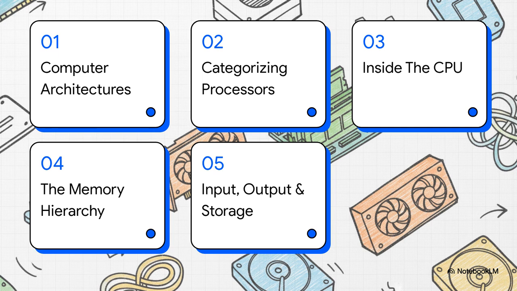Okay, let's dive right in. Here's our agenda for today. First up, the architectures of computing. Then, categorizing computer processors. Third, inside the CPU. Fourth, the memory hierarchy. And we'll wrap up with input, output, and storage.